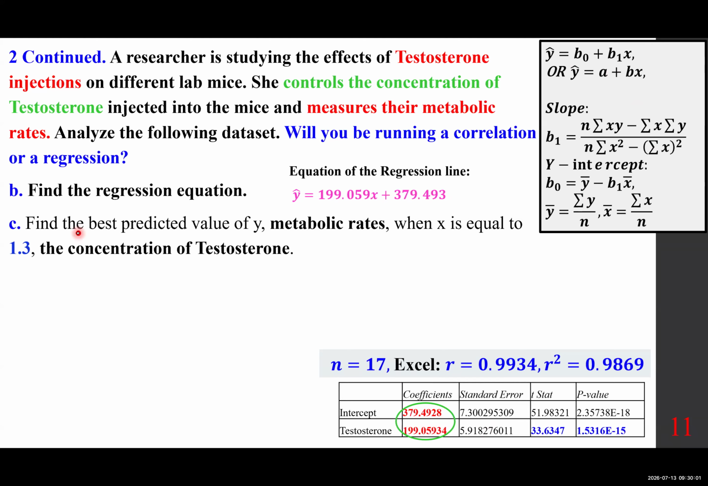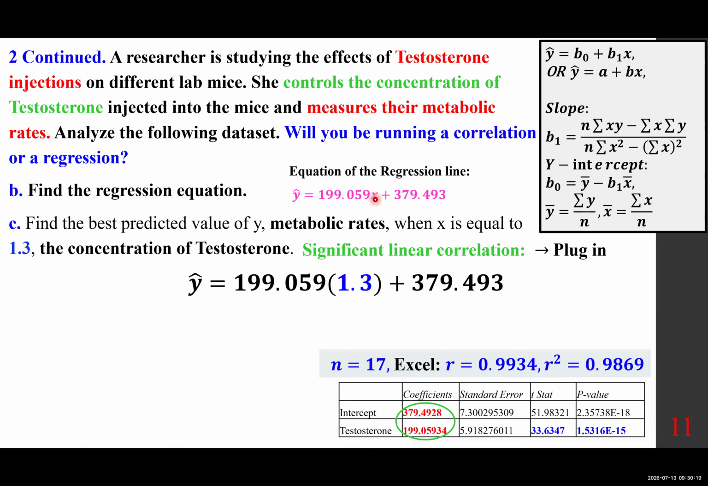Find the best predicted value of Y, metabolic rates, when X is equal to 1.3, the concentration of testosterone. Now, we know that there is a significant linear correlation, therefore we plug in. What do we plug in? We plug in 1.3 here. So the answer will be 638.2697 accordingly.